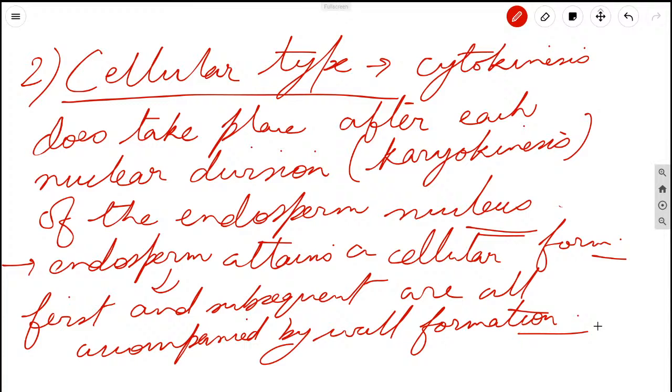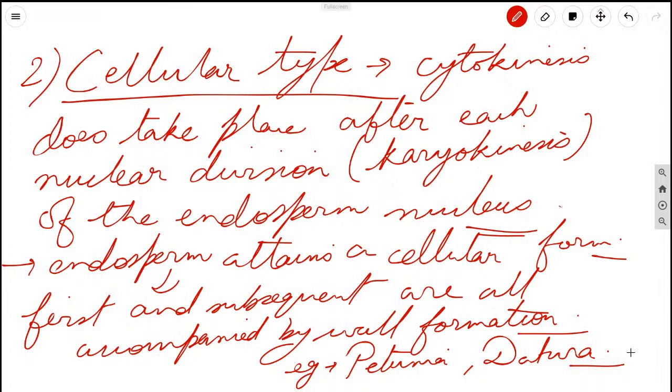Okay, the example is petunia, datura, might have heard of it. Datura is also used for producing LSD, right? Lysergic acid diethylamide, one of the types of hallucinogens, you can say. The classical hallucinogen.